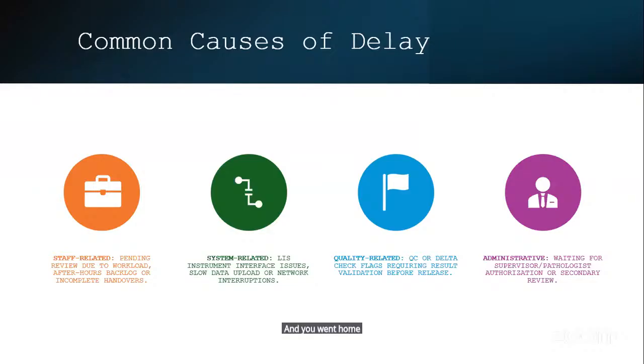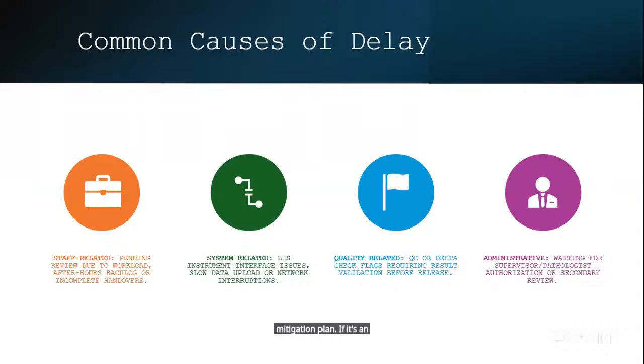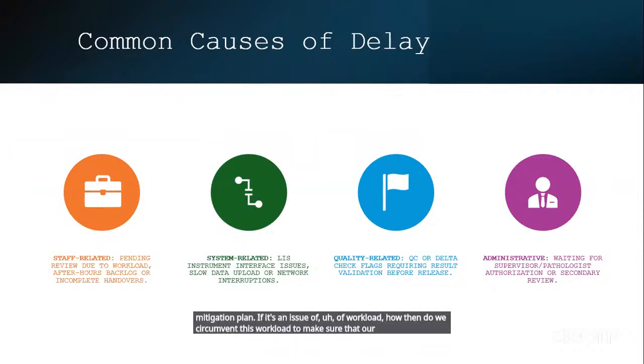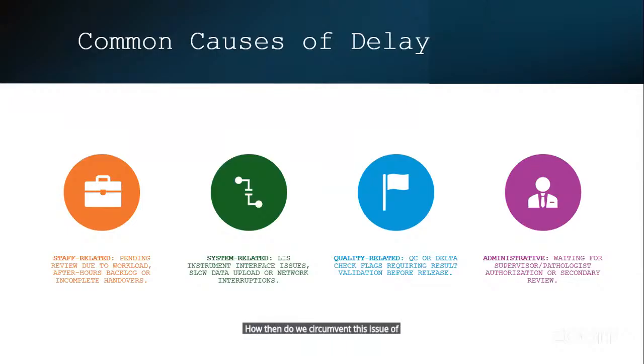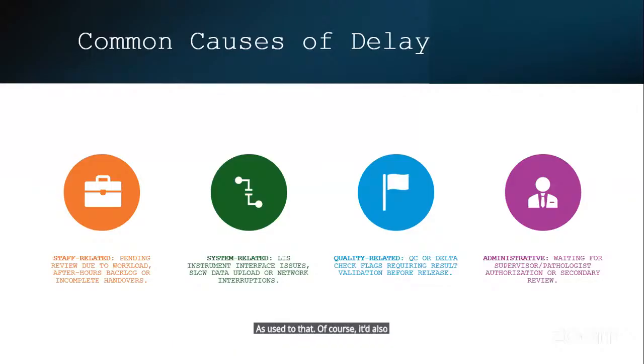So when we identify these common causes, we do what we call a risk assessment. Once you have identified these causes, you look at these processes and put in place an effective mitigation plan. If it's an issue of workload, how then do we circumvent this workload to make sure that our reports are actually being verified on time? How then do we circumvent this issue of after hours workload? Or how then do we circumvent this issue of incomplete handovers? When we identify the problem, we come up with appropriate measures which we put in place to assist with that.